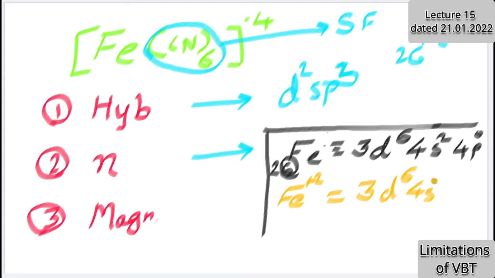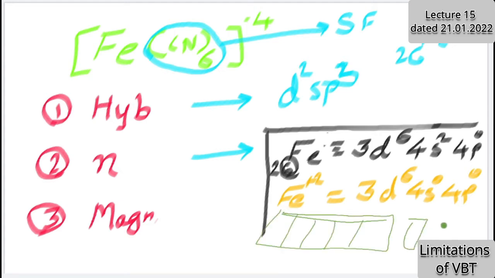3d6 4s0 4p0. How can I write that electronic configuration in terms of the block diagram? See, the d orbitals I am representing here, here the s orbital and the p orbitals. How many electrons are there? Total 6 electrons: first electron, second, third, fourth, fifth, and sixth. Any problem about the electronic configuration? No. Good. So there are 4 unpaired electrons in Fe plus 2 in the ground state, in the free state.